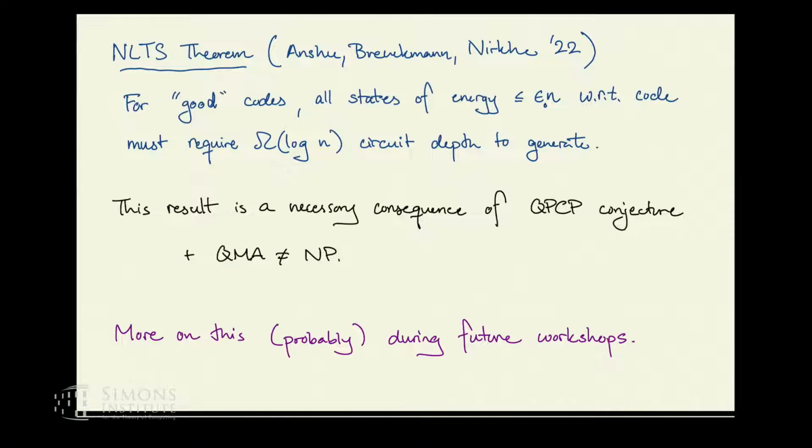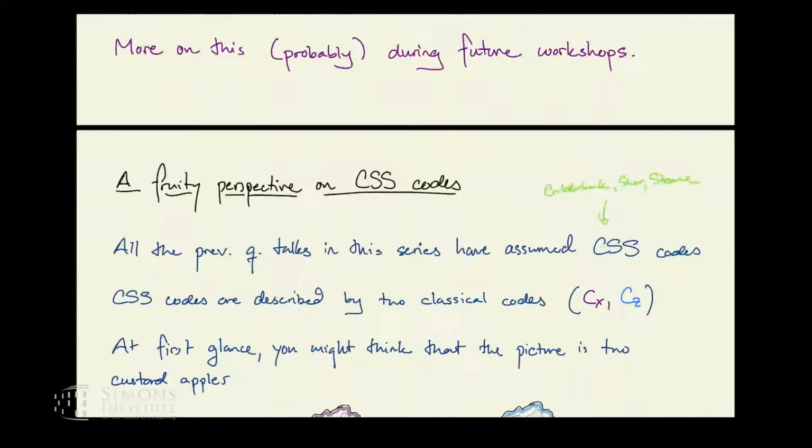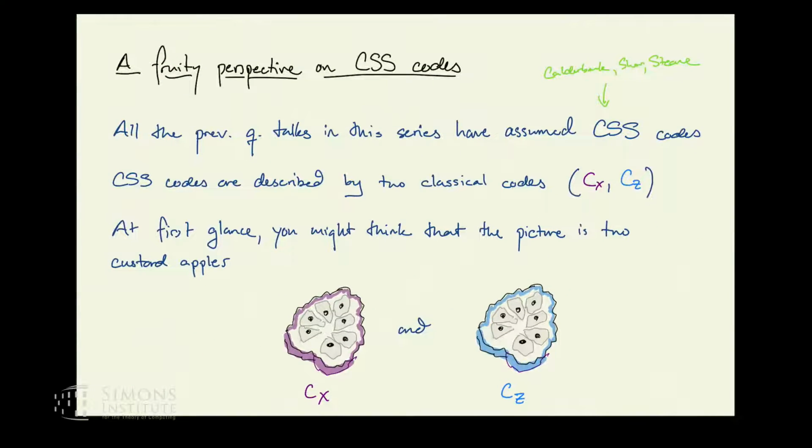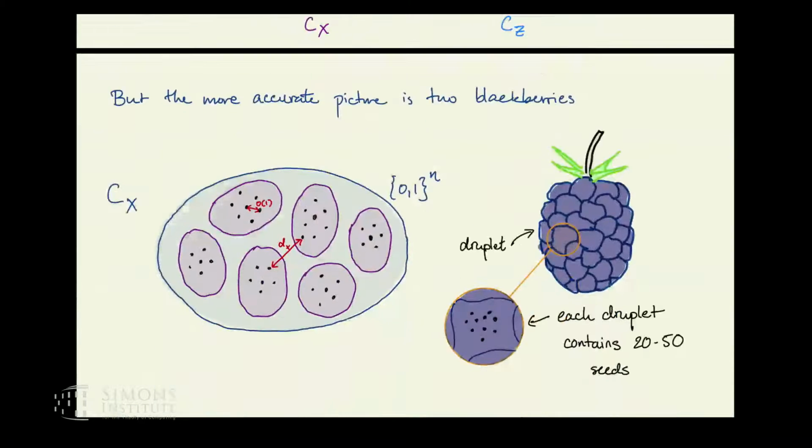But with that, maybe it's also worth saying a little bit about what the picture for CSS codes is, because although the picture for generic information theoretic codes is nice, it might also be of value to understand the very specific case that we think so heavily about. At first glance, you might think you just have the same picture of the two custard apples, one for each of the two codes, right? Because CSS codes are defined in terms of two classical codes, CX and CZ. But I argue, and I spent a lot of time trying to come up with the right fruit analogy for this, that the right fruit is actually a blackberry.